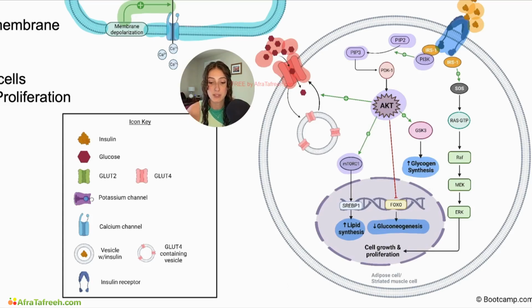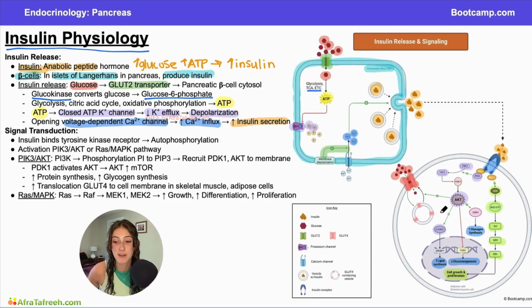Another pathway that's definitely worth mentioning is the RAS-RAF-MEK pathway. So over here you can see that the same tyrosine kinase receptor can also activate SOS, which will in turn activate RAS-GTP. RAS-GTP is responsible for activating RAF, which then activates MEK, which activates ERK. And then this pathway also results in effects within the nucleus on the DNA, which are going to promote cell growth and proliferation.